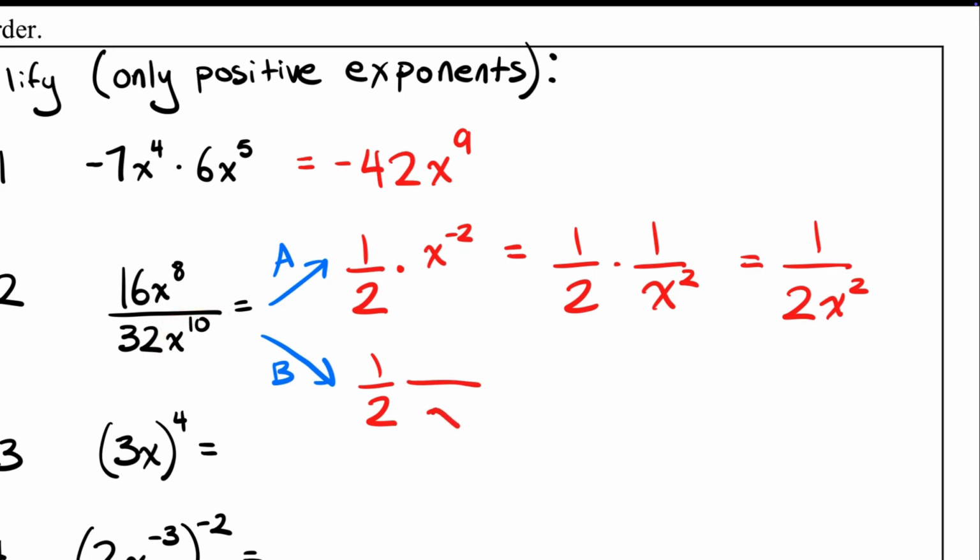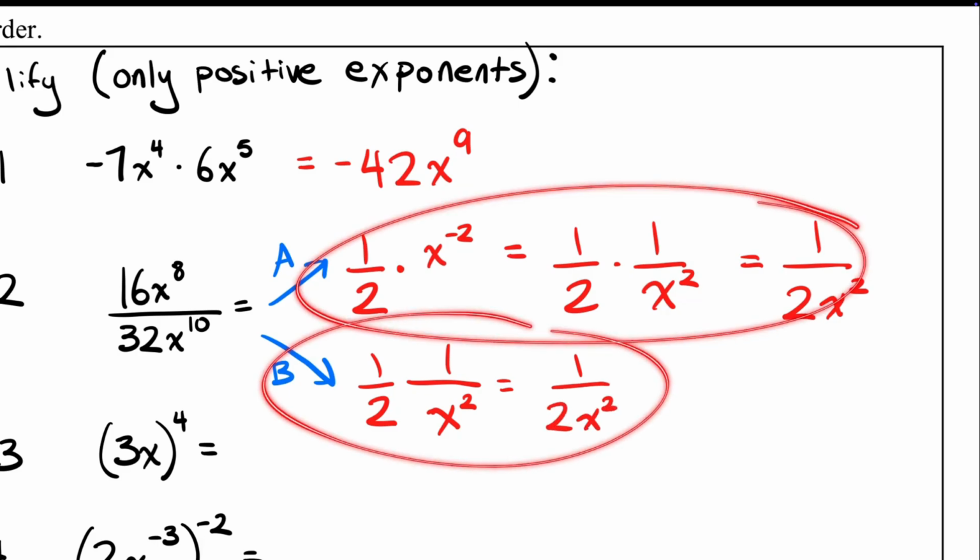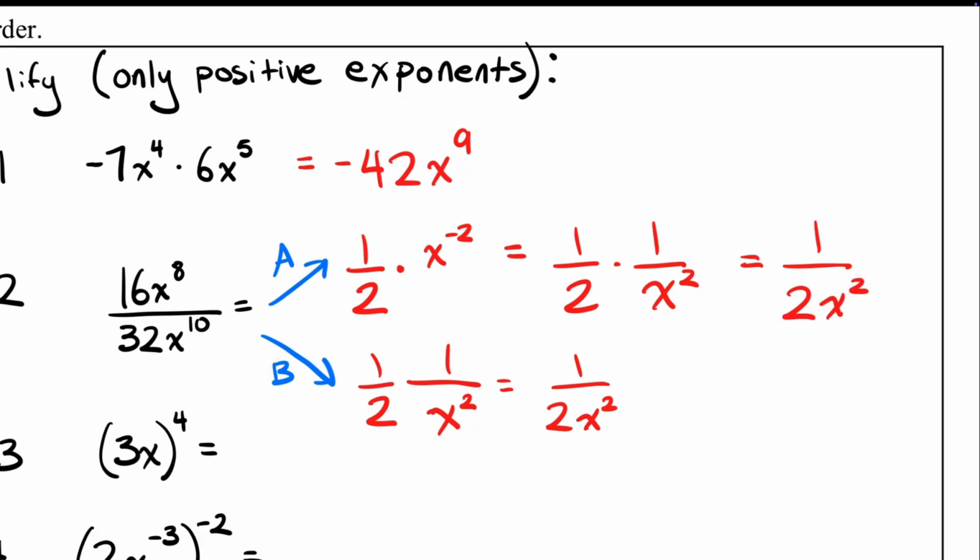My denominator is going to have an x, and I'm going to do bottom minus top, 10 minus 8 to get a 2. What's left up here? You have to have something, so we call that a 1. Therefore, this is just going to be 1 over 2x squared. And you can see how short path B is versus path A. Path B is the shortcut because there are fewer steps.